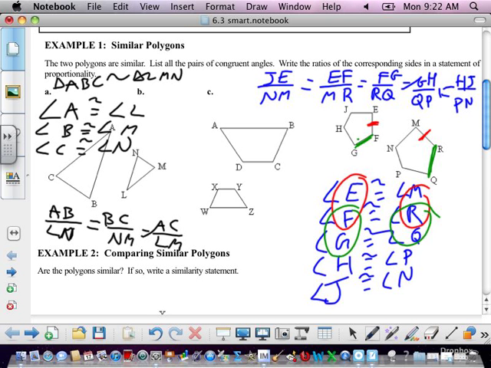Because we're not looking at the angles, we're looking at the sides. So we know it's from two points to two points. Okay? So let's make these similar to each other. Not triangles, polygons. So we'll just list these. So we go polygon E, F, G, H, J is similar to, and then we list it just in the order right here: M, R, Q, P, N. Okay. Let's go to example 2. Let's figure out if these polygons are similar.